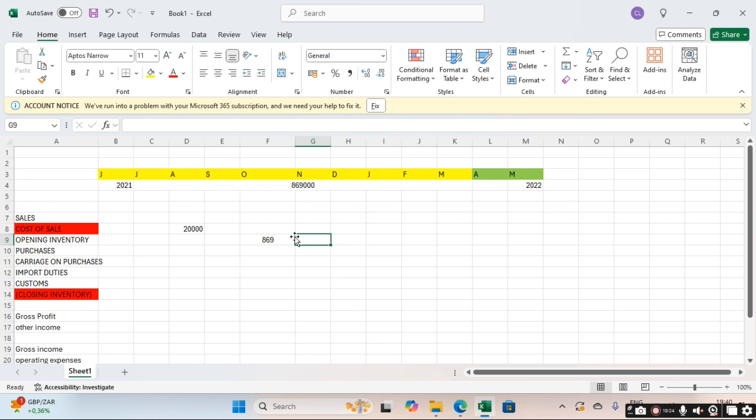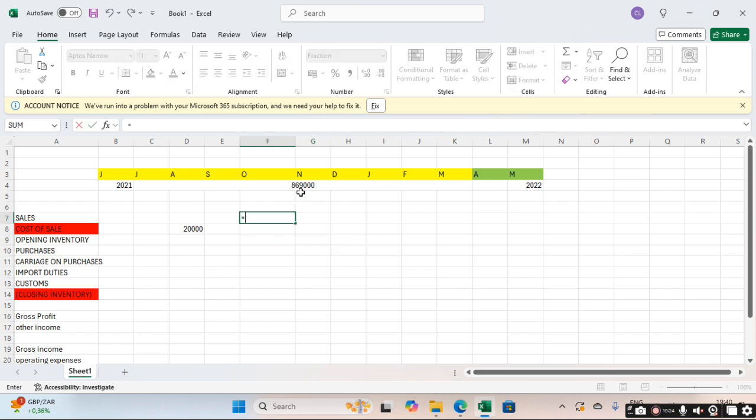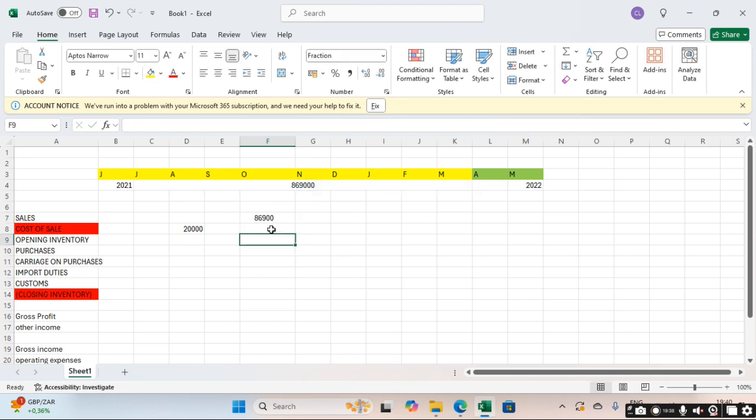Okay, so I don't know why this is happening. So let me just use this. Guys, it is divided by 10, which will give us this amount of 86,900. So meaning we're paying 86,900 every month.